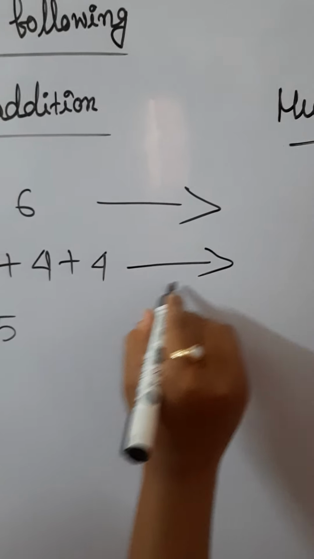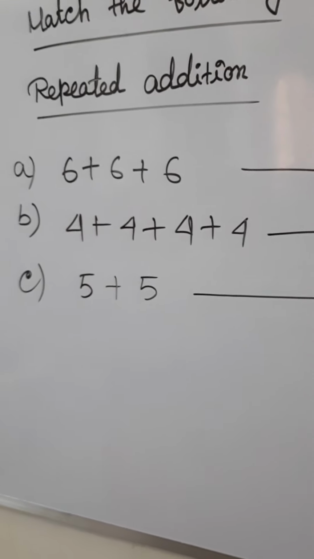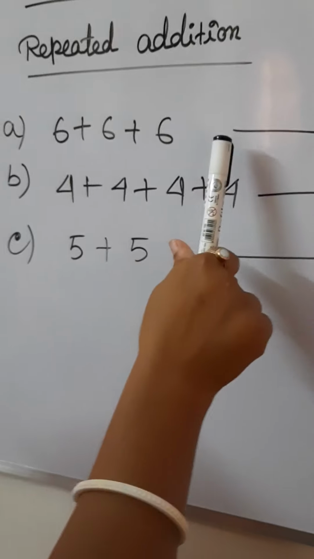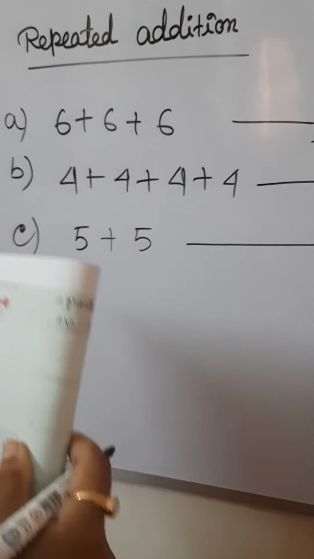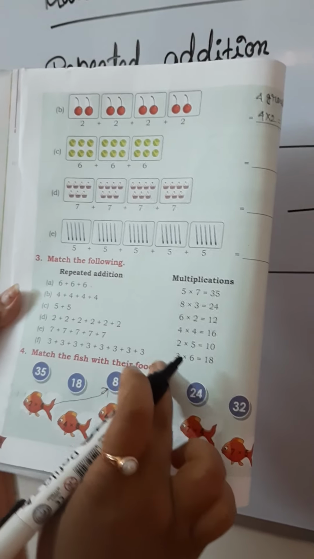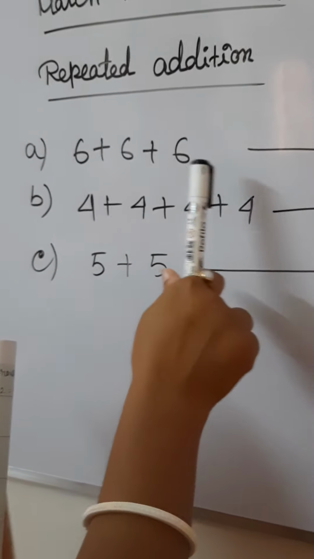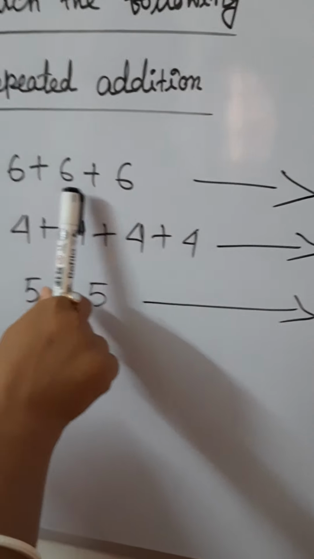I will write in a straight line, because when you write the answer to a match the following, that time you use the straight line. In the book you have to write like this, a match, but in the copy you have to write in a straight line, because it is the correct method of writing a match. So, 6 plus 6 plus 6.